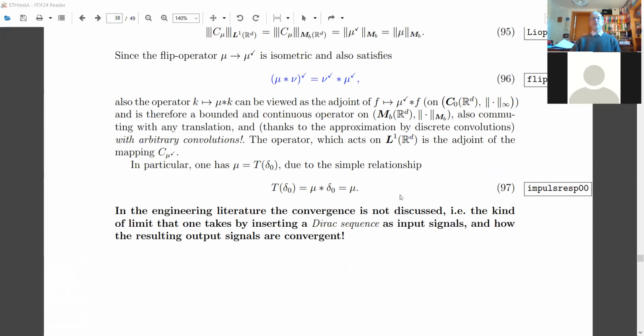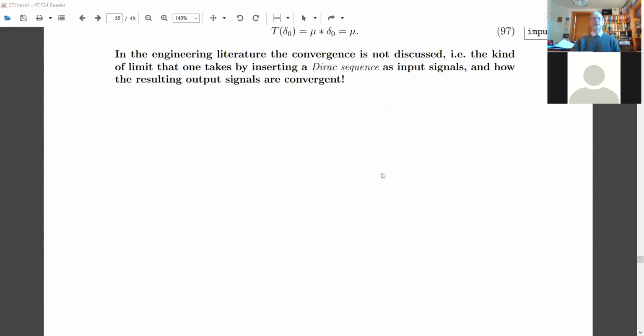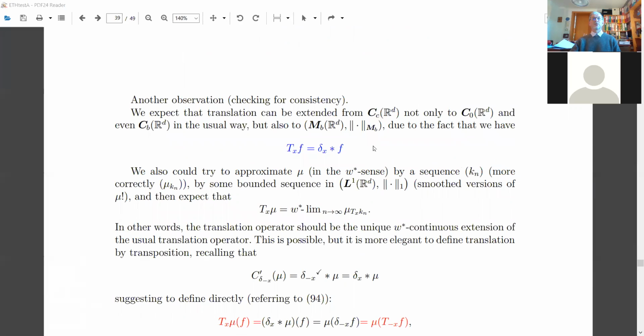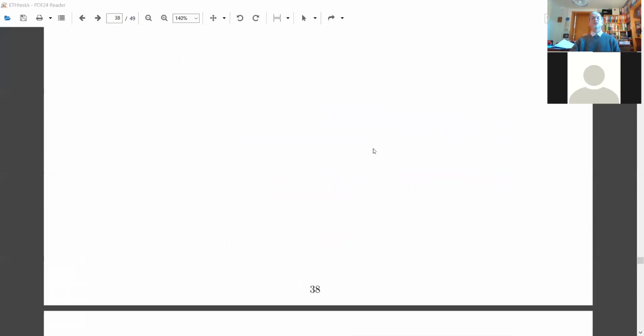So my summary is, whereas in the engineering literature everything goes by example, or everything is done in the discrete setting where the Dirac delta is just a unit vector at 0, so to say, on the integers, for example, we do have to deal with the weak star convergence. And we see that this limit is okay in a better way. Now, I'm not sure. Yeah, maybe I mention it.